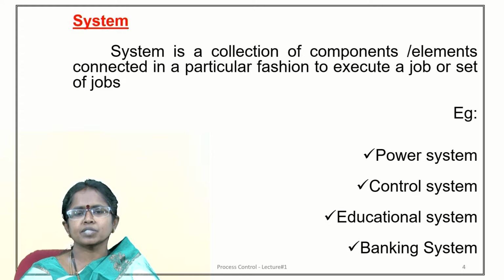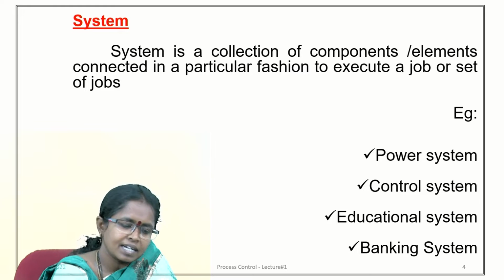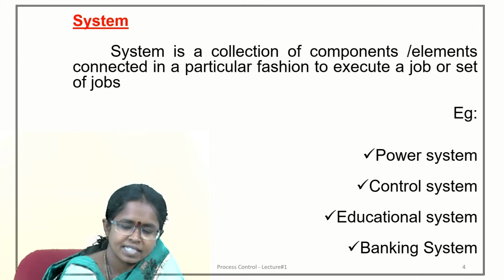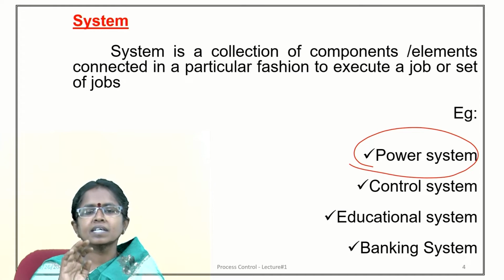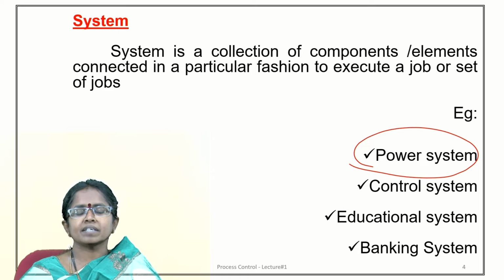So first we must know what is meant by a system. A system is a collection of components connected in a particular fashion to perform a specific function. A number of components connected in a sequence to perform a specific function is called a system. For example, the power system. I will tell you why a power system is called a system.